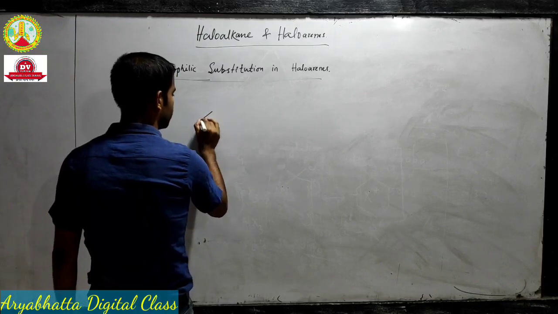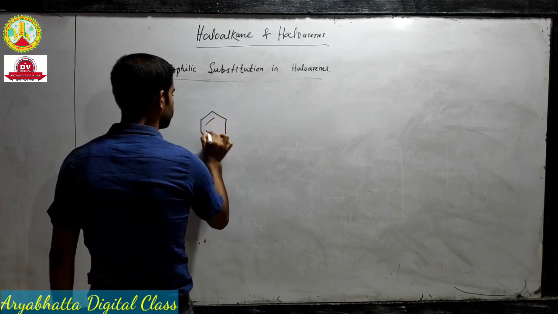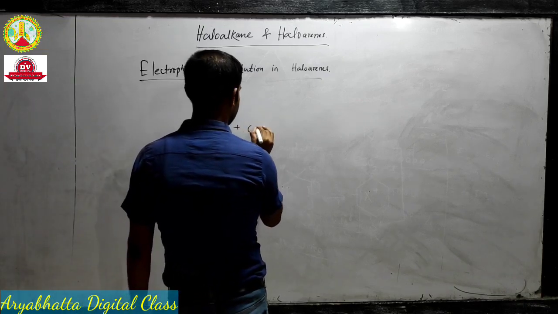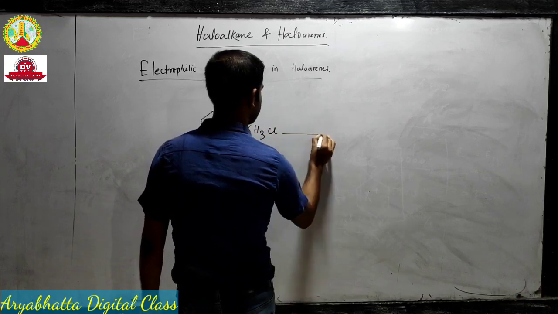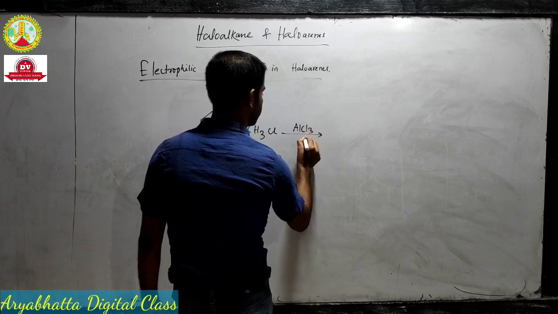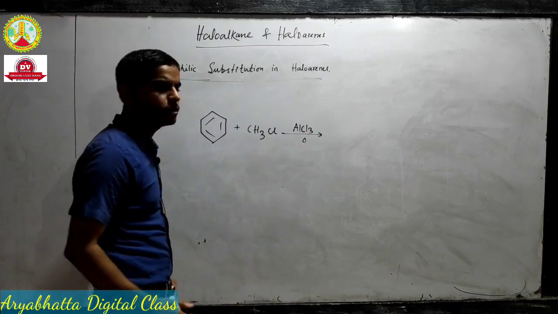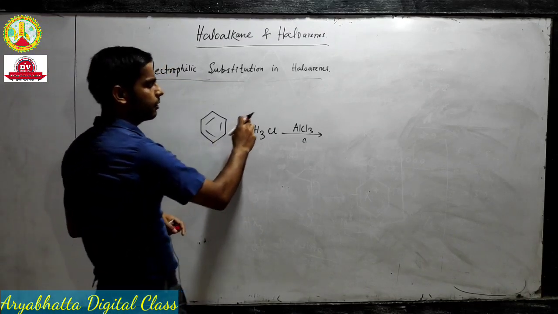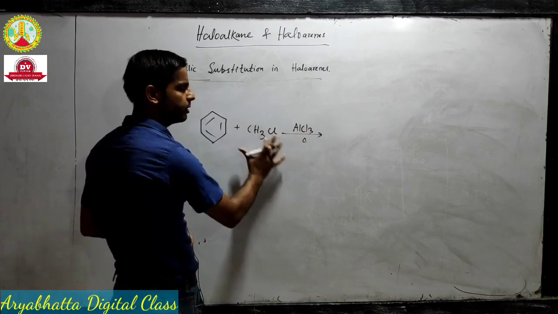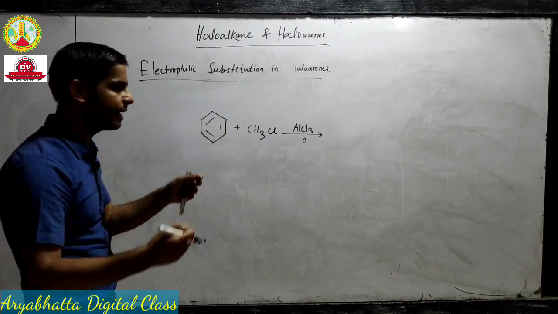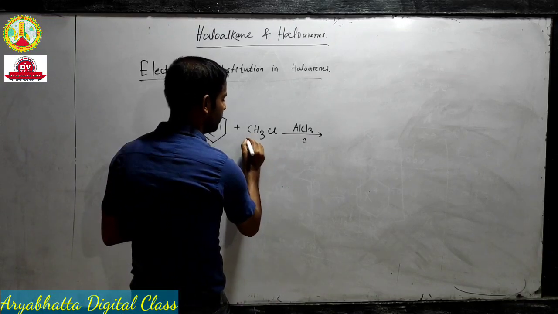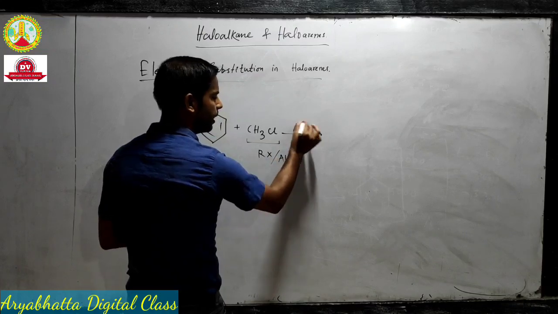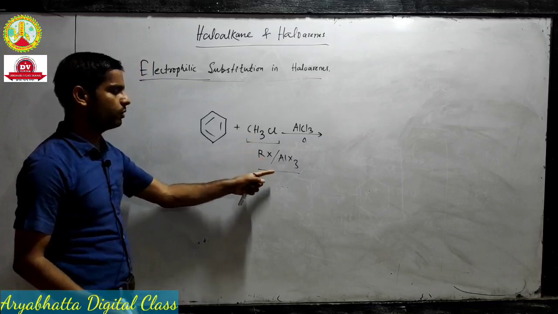Suppose we take the example of a benzene ring, and suppose I have a reagent CH3Cl in presence of AlCl3. Some heat may be required for this reaction, heating. Now we have to compare this reagent combination with the list that I gave you. It looks similar to RX in presence of AlX3.